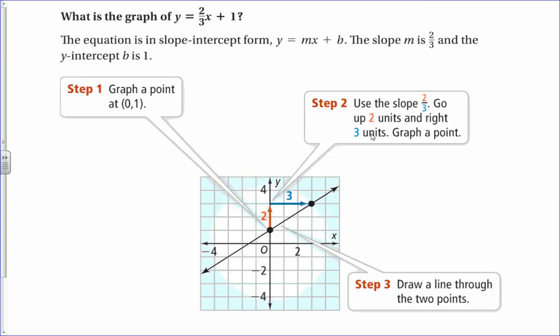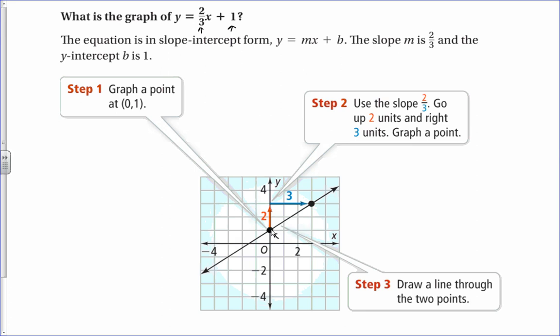What is the graph of y equals 2/3 x plus 1? It says the equation is in slope-intercept form, y equals mx plus b. The slope m is 2/3 and the y-intercept b is 1. So that's your slope, that's your y-intercept. So remember earlier I said you can graph your y-intercept and then just use 2/3 as your slope to get your other point. So we're graphing our y-intercept of 1, so you simply stay on your y-axis and just go up 1 and put a point.